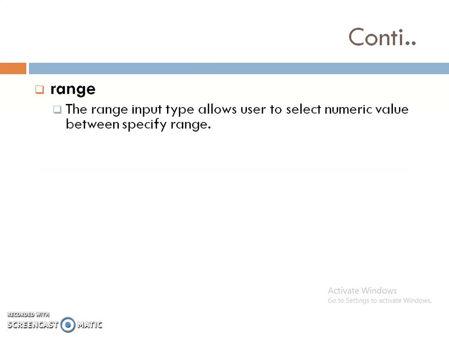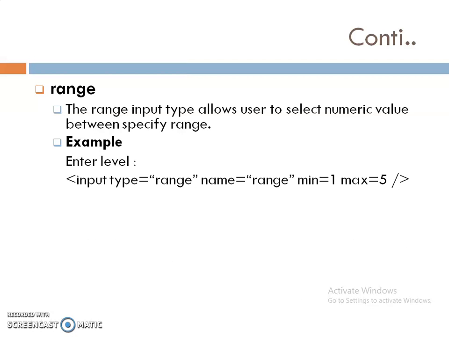Range. It allows the user to select a numeric value within a specific range. For that we have to pass the minimum and maximum value. For example, enter level is our label, and here we are creating an input field in which we pass input type is equal to range. Because we are creating a range, at that time we have to pass min and max attributes also. So our min value is 1 and max value is 5.